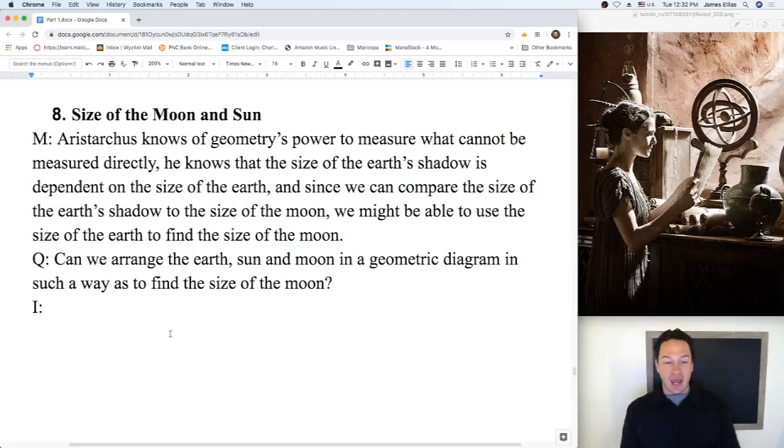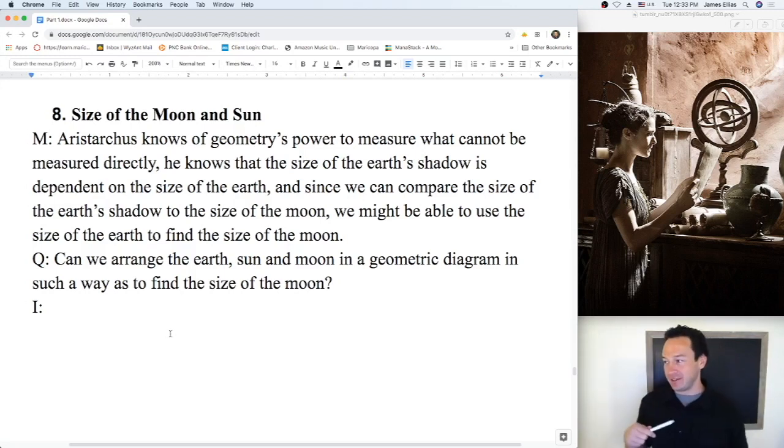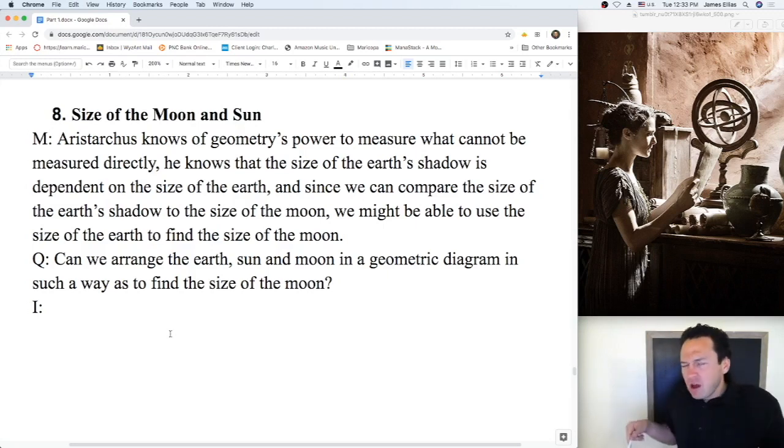He says, okay, I know that geometry gives me the power to measure things I can't measure directly. Now, the Earth's shadow depends on the size of the Earth, right? The Earth's shadow is not necessarily the same size as the Earth, but it's based on the size of the Earth. And the Earth's shadow projects itself onto the moon. We know the size of the Earth. So maybe I can figure out the size of the moon by comparing it to the Earth's shadow. It's a long shot, but let's draw the diagram out and see what we can do.